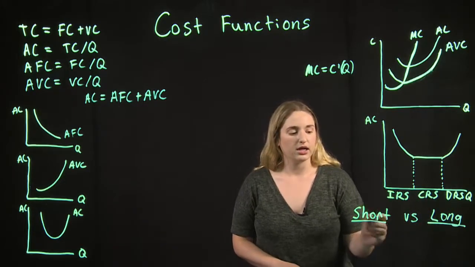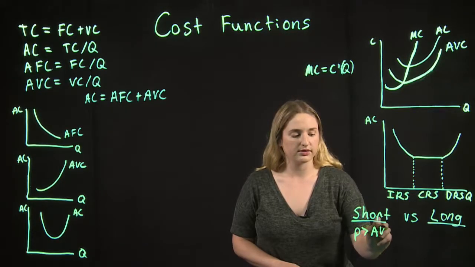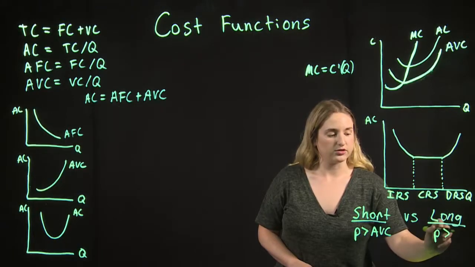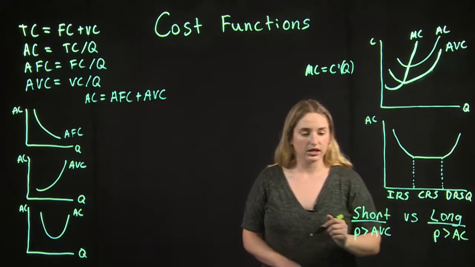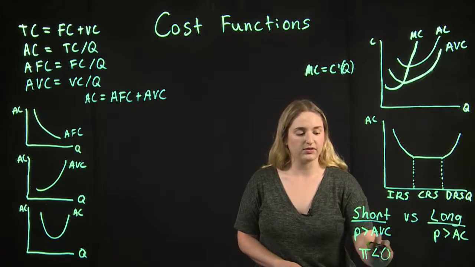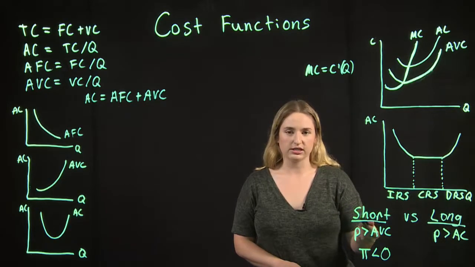In the short run, a firm will produce as long as price is greater than average variable cost. And in the long run, a firm will produce as long as price is greater than average cost. Additionally, this means that sometimes in the short run, a firm will produce even if it has negative profits. This is because in the short run, firms have fixed costs, so it's sometimes a good idea to produce some units to cover those fixed costs, even if that means they have negative profits overall.